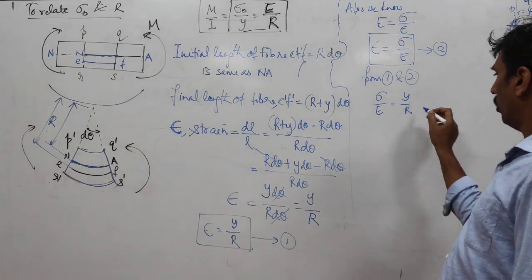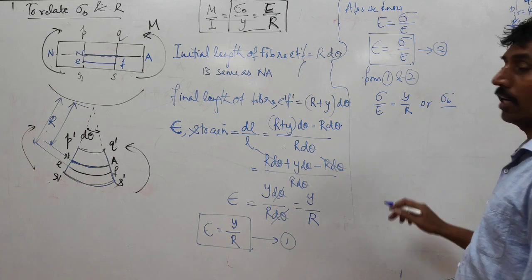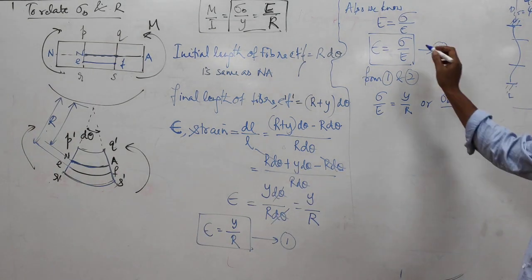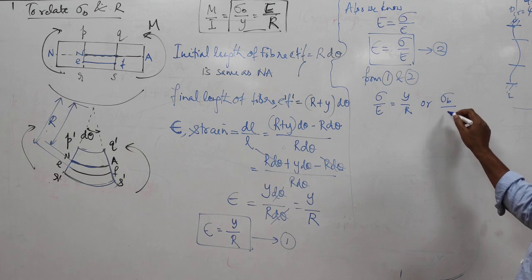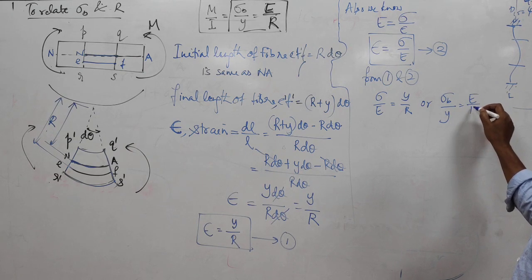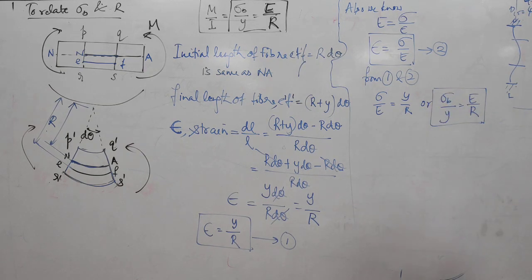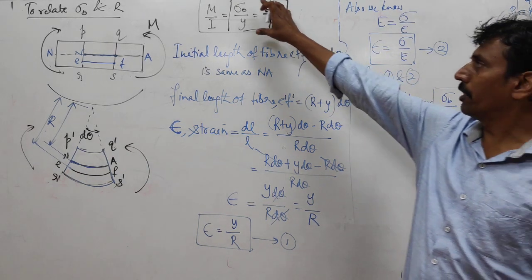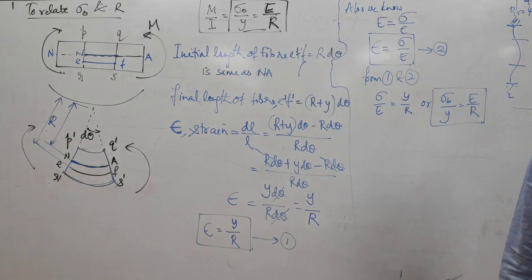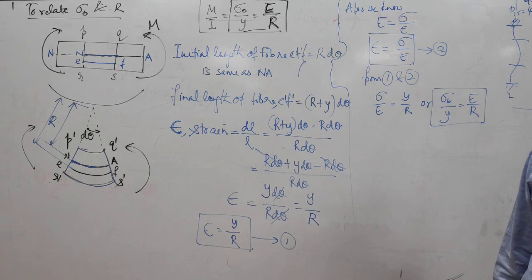Okay? So we can write this specifically as sigma b, the bending stress. Sigma b by y is equal to E by r, because the stresses are induced due to bending. So let us call these bending stresses, and we can write this equation. In this way, we have derived one part of the equation. If it is for 10 marks, if you derive up to this point, you get 5 marks. Okay?